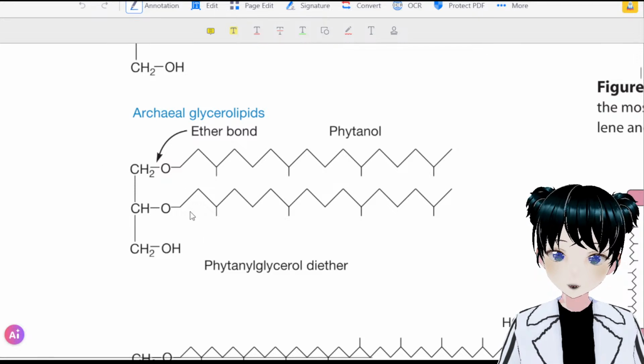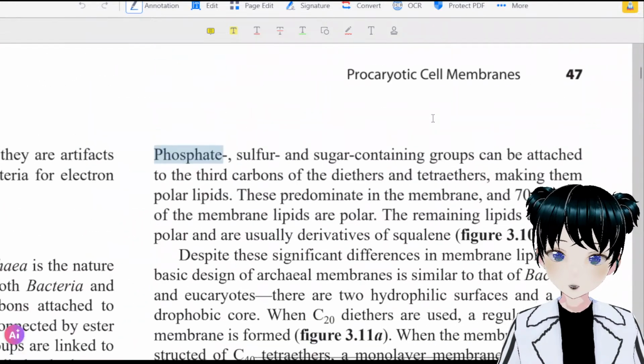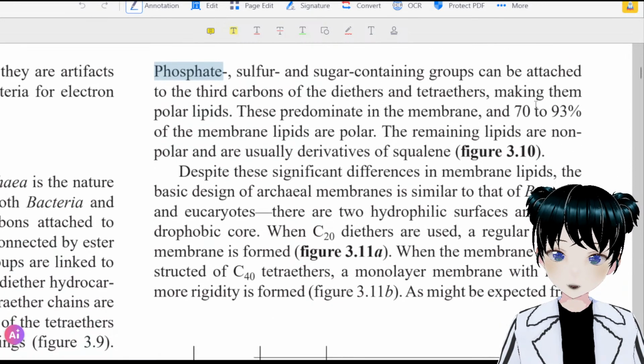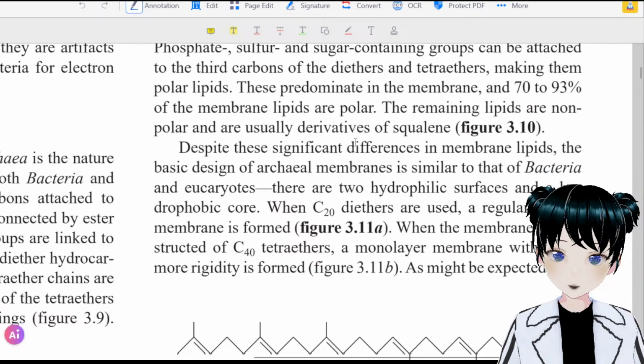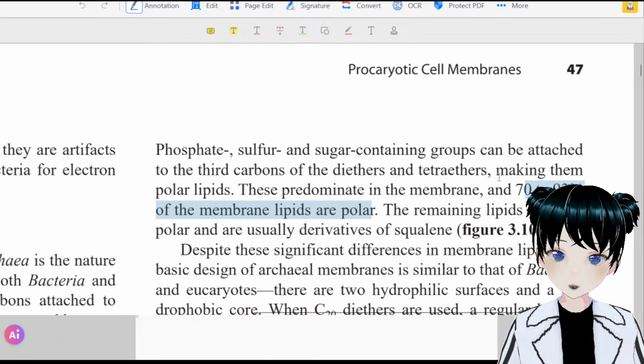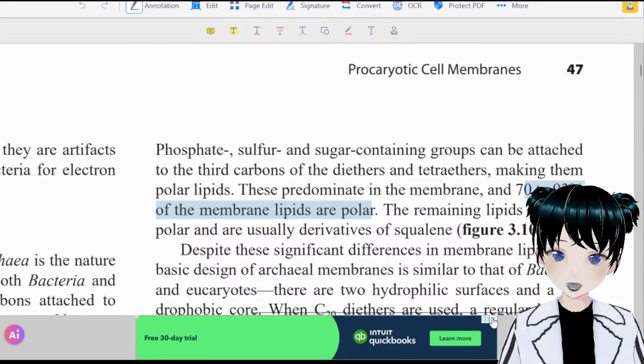And they are saying that this makes the chain polar. That means it will make one side hydrophilic. Like the outer sides are hydrophilic and the inward sides are hydrophobic, making it a casual plasma membrane, making them polar lipids. These predominate in the membrane, and 70 to 93% of the lipid membranes are polar. The remaining lipids are non-polar and usually derivatives of squalene. Should I explain what this is? 70 to 93% of the membrane lipids are polar. It means more area of the membrane is out and reacts to water and likes water rather than the area that is in the middle, right?